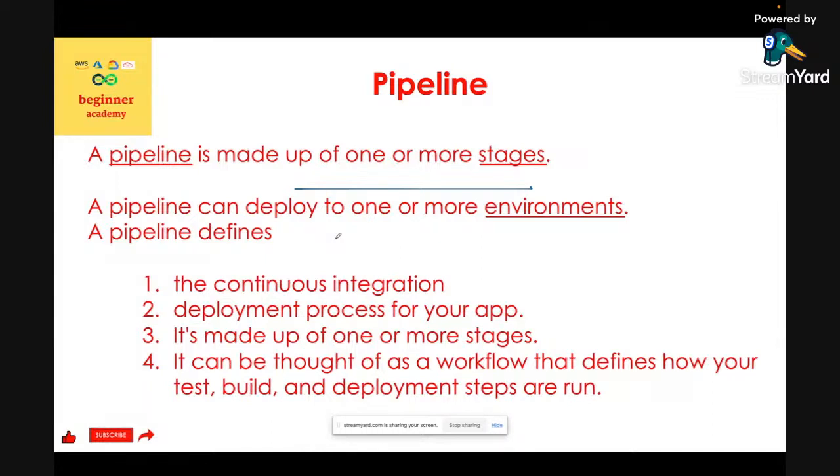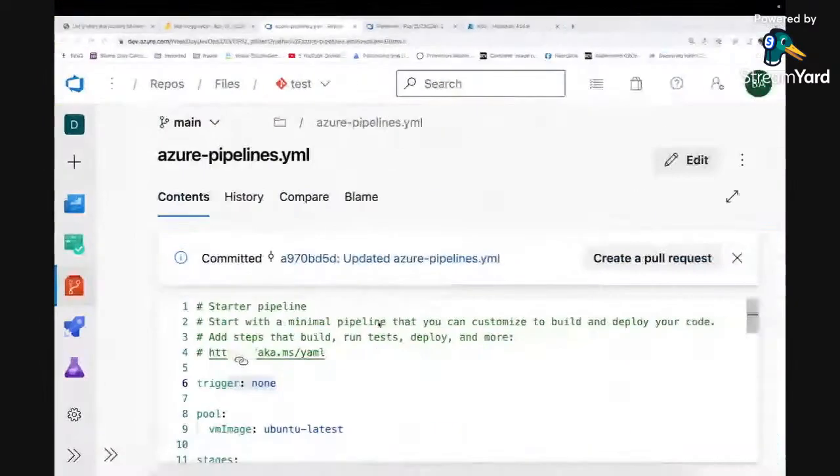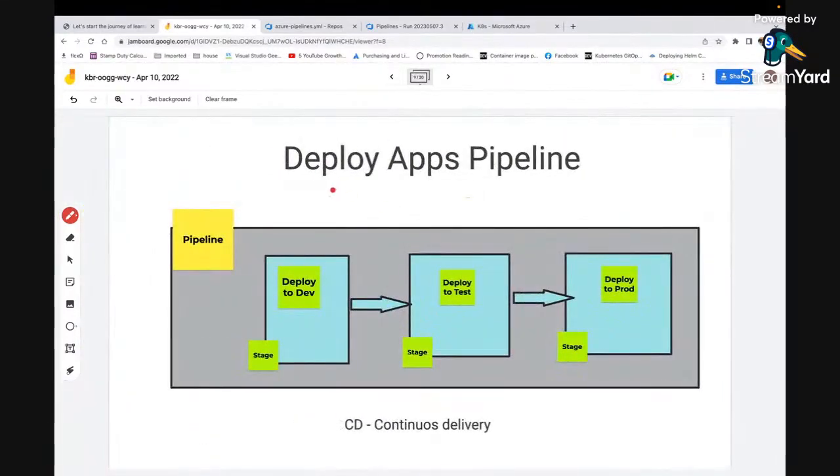In Azure DevOps, a pipeline runs multiple stages, multiple jobs, and multiple tasks all together. The single entity is called a pipeline. The stage, as I discussed earlier, has a logical boundary, and within that a few tasks have to be done. For example, if I go back to our diagram, this is our continuous delivery pipeline. Here our pipeline deploys to dev. That is one stage.